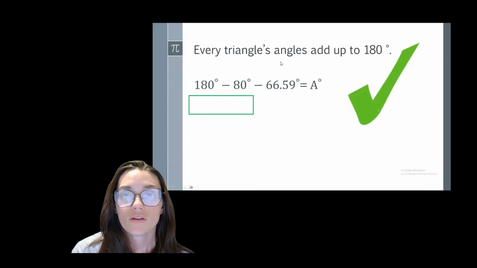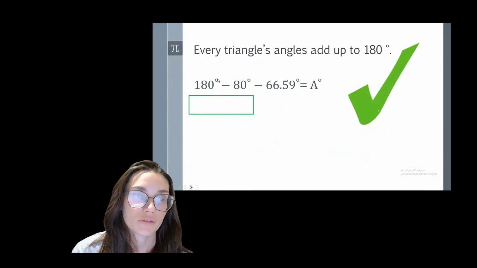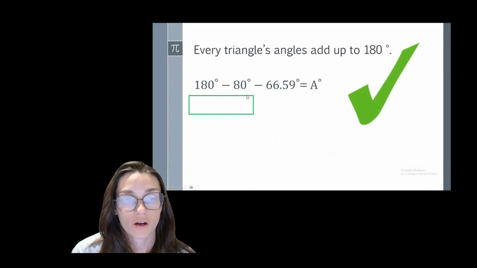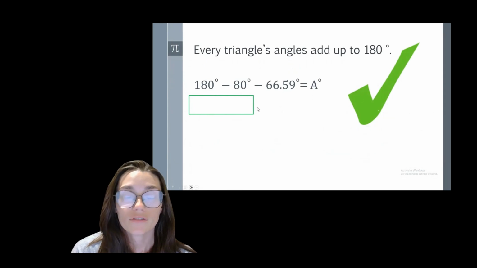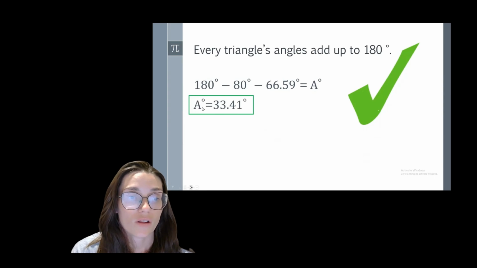Now, every triangle's angles add up to 180. So here we have 180 minus 80 for our C angle minus 66.59 equals angle A. So we don't have to use the law of cosines for that. If you want to check your work, you can, to make sure you come up with the same answer. That's always a great thing to do. And then we will get the angle of A is 33.41.